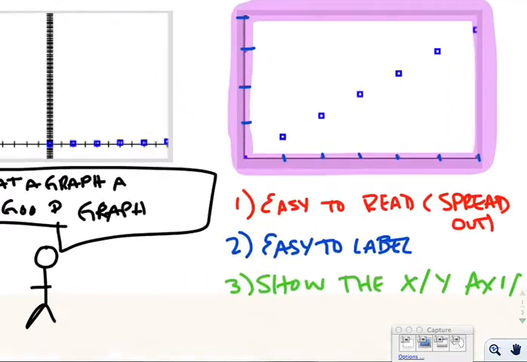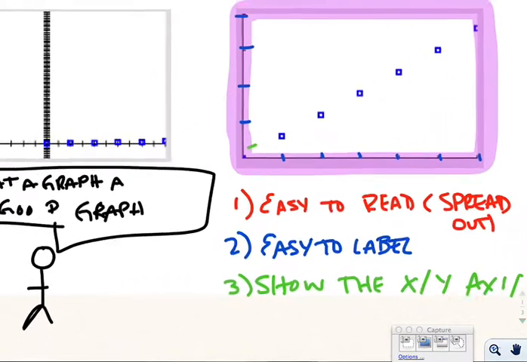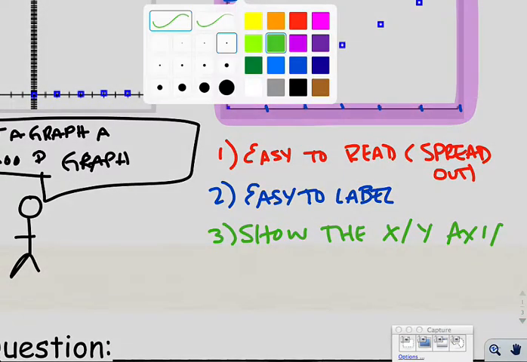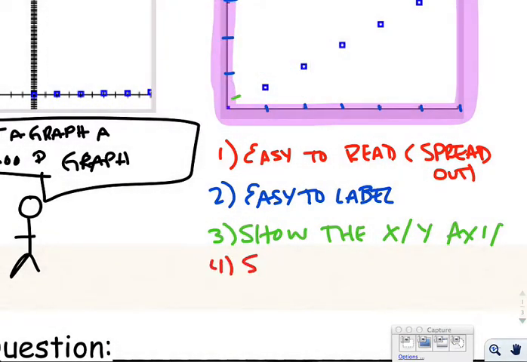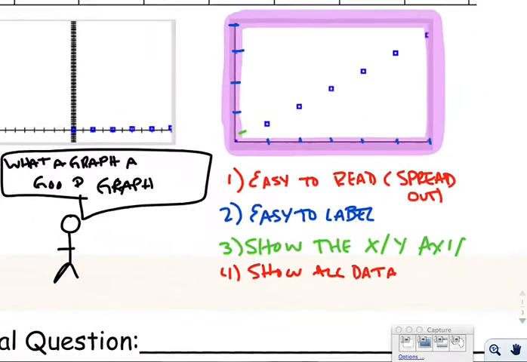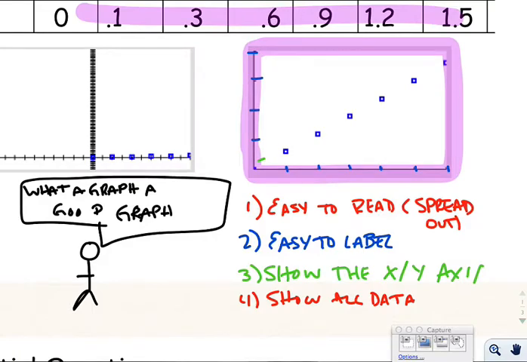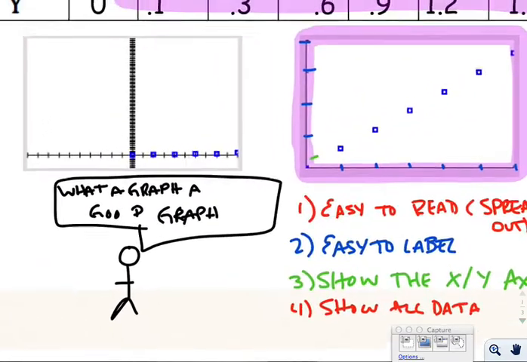Okay? We should never be devoid of actually locating these axes. So when we pick a scale, what we're going to count by, we should always make sure we see those. And the last thing is definitely we should show all the data. In other words, we shouldn't leave a point out. Now, if that's our mentality, it should be pretty easy to pick out what we need to do to make a good graph. So let's get to it.